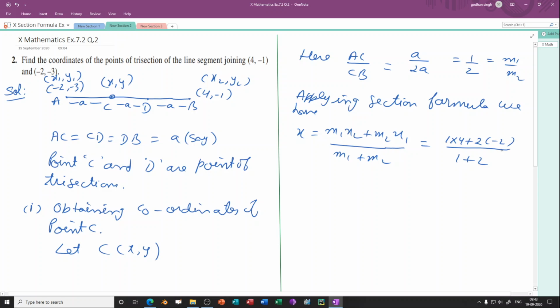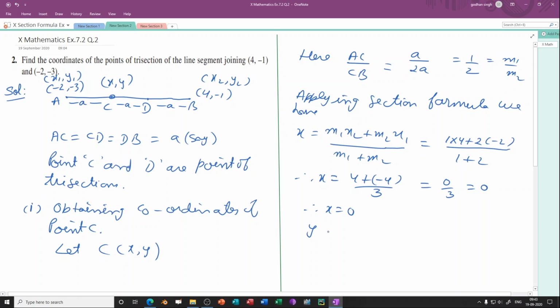So minus 2. So simplifying this, therefore x equal to 4 into 1 is 4, and this will give us plus 2 into minus 2, that is minus 4, over 3. So 4 minus 4 will become 0, 0 by 3 equal to 0. Therefore what we are getting, x as 0. Now let us obtain the value of y. Therefore we can write here x equal to 0.